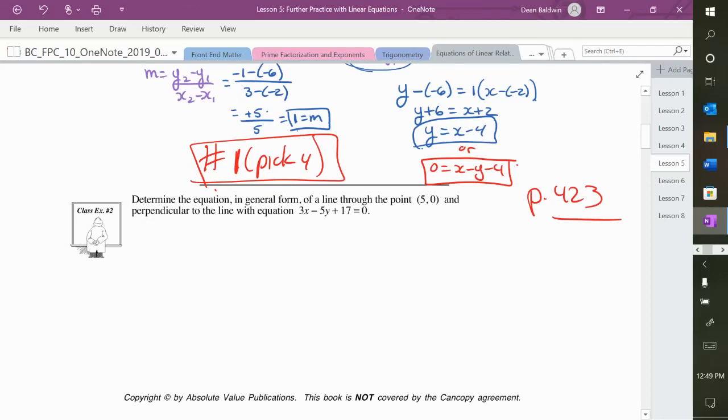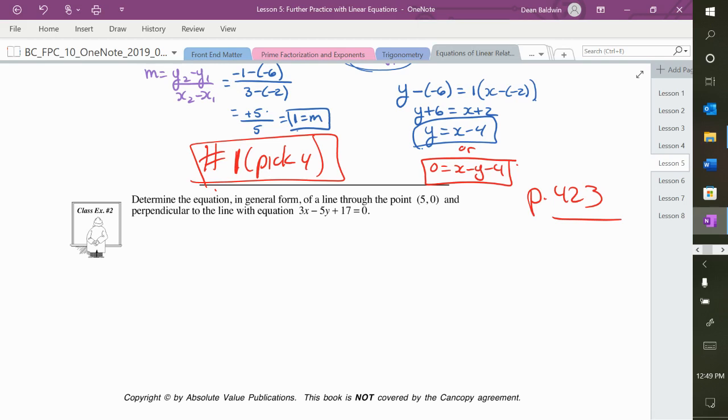So 423, bottom of the page, please. All right. This is where we left off on Friday. It's all about taking a description of a couple of lines and formulating it into a new function.